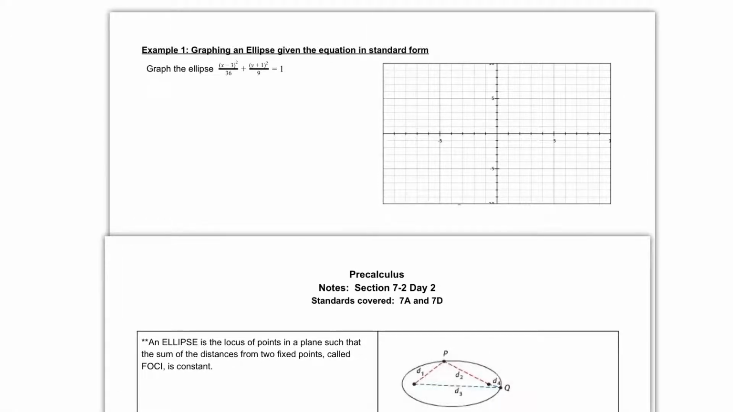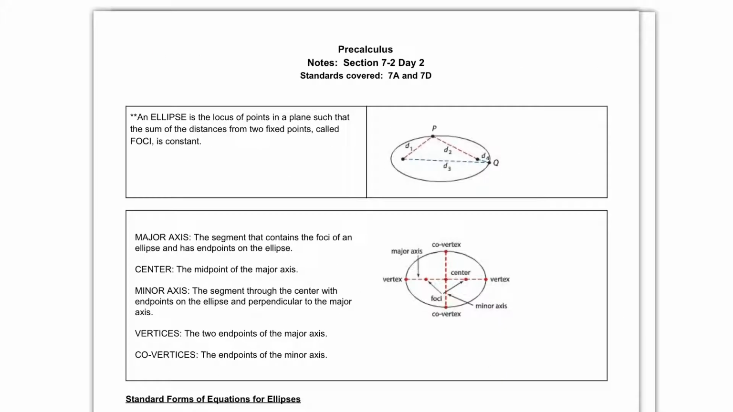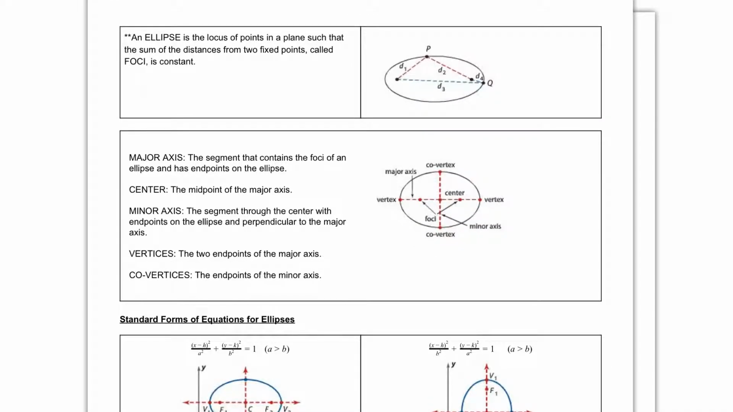In today's notes, we're going to be talking about ellipses. Before we get started with example 1 of graphing this ellipse, let's take a look real quick at the first page. Up in the top here, it says that an ellipse is the locus of points in a plane such that the sum of the distances from two fixed points, called foci, is constant.